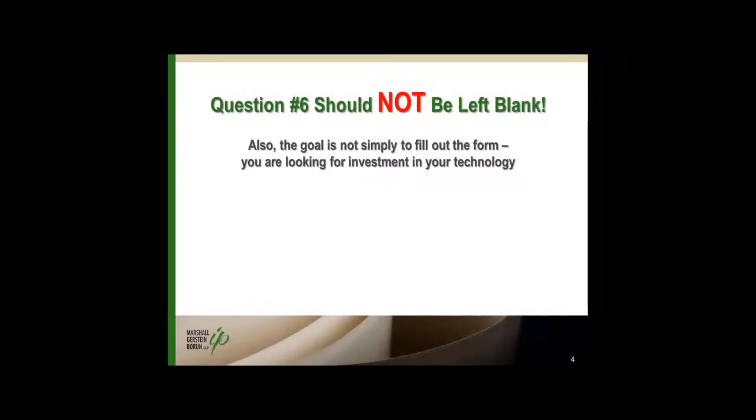It's important to stress that question number 6 should not be left blank. And I mean, that goes without saying, and it seems rather obvious, but from what we hear, there are a number of applications that are not filled out here. And the importance isn't just to answer the question, but also to help explain what your intellectual property strategy is.